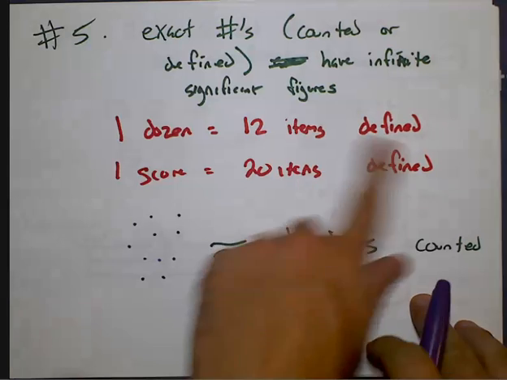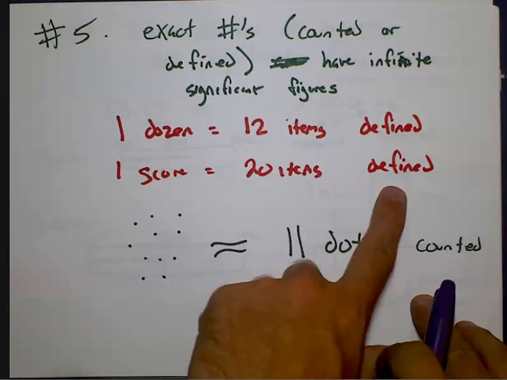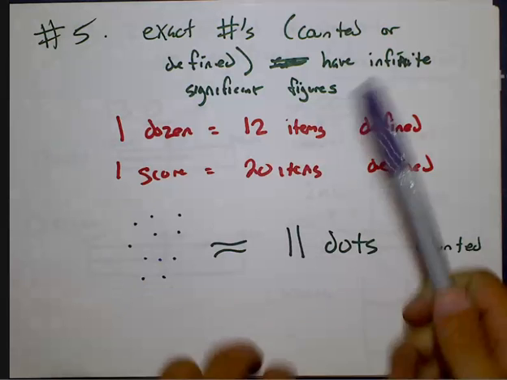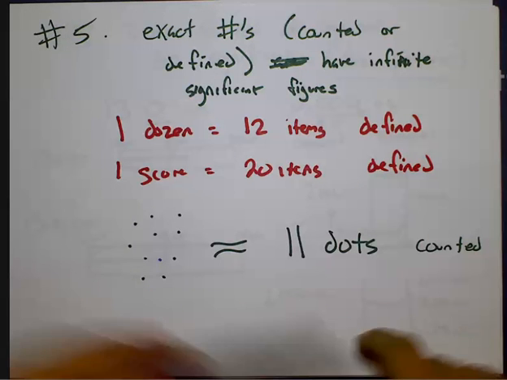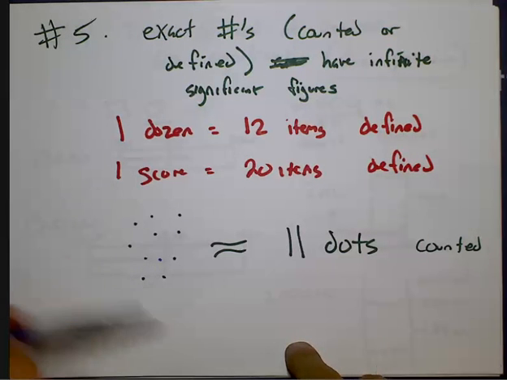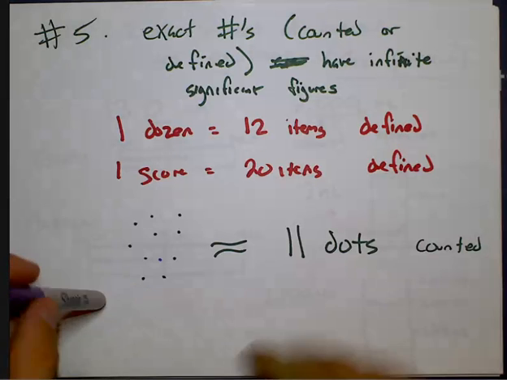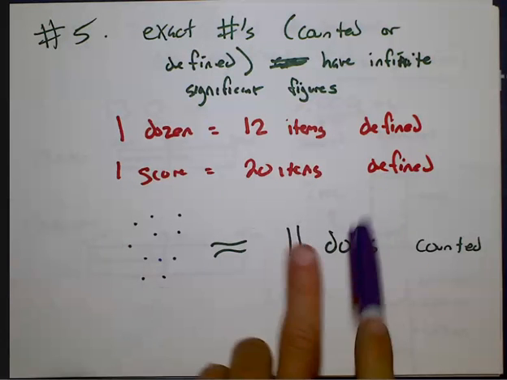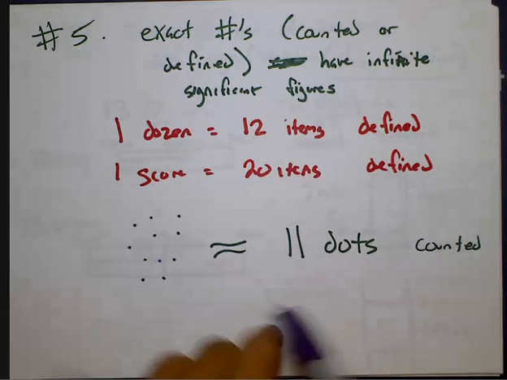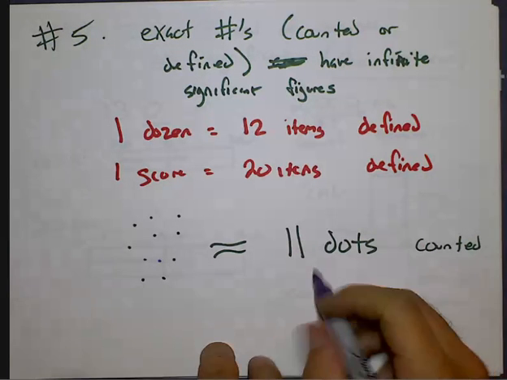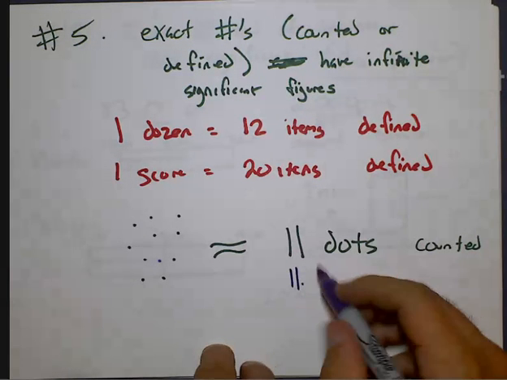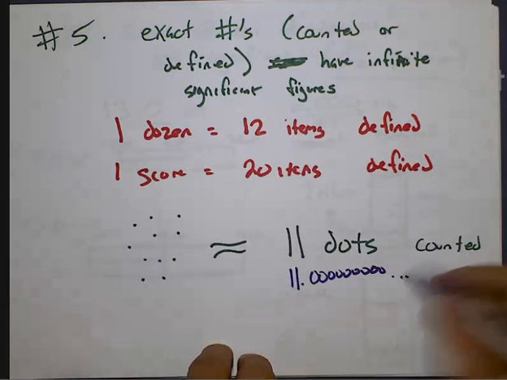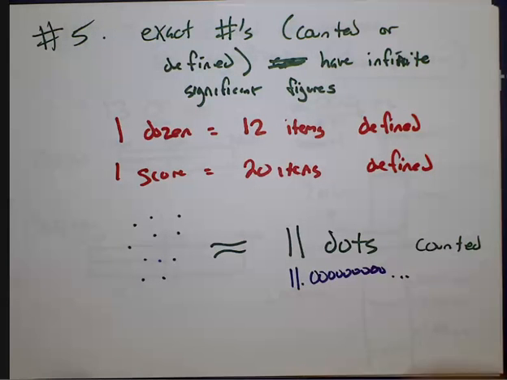We already went through the exact numbers. Anything that's defined, like a dozen or a score, is an exact number, and it's going to have infinite numbers of significant figures. I can count these dots. I'm not estimating that there are 10 and then maybe one more. I'm saying there are 11 of them. I can count them, and that is going to be an exact number. So if we wanted to visualize this, it would basically be 11.000000000 on out into infinity. However many zeros we needed to have.